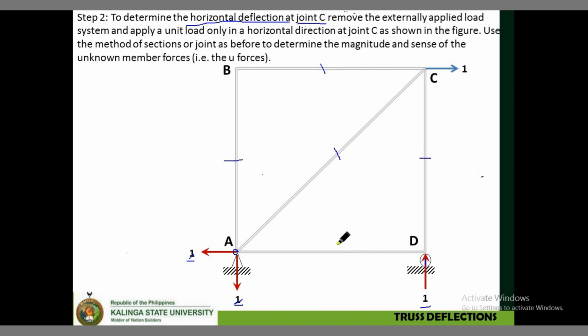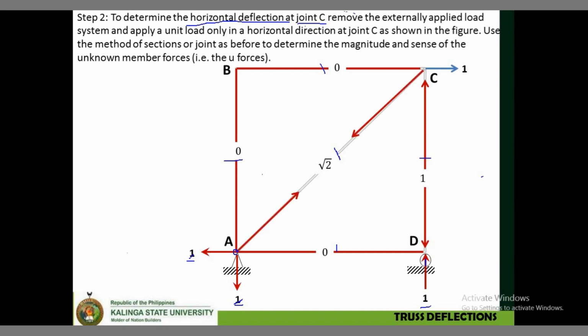So, parang yung dun sa step 1, I used method of joints again. After using method of joints, ito na yung mga sagot ko. 0 yung nakuha ko kay AD, 0 kay AB, 0 kay BC, 1 kay CD, and square root of 2 kay AC. Now, take note of the direction of my arrows. Itong CD na to, the direction of my arrow is towards the joint, kaya si CD ay under compression. Si AC naman, the direction of the arrow is away from the joint, so si AC ay under tension.